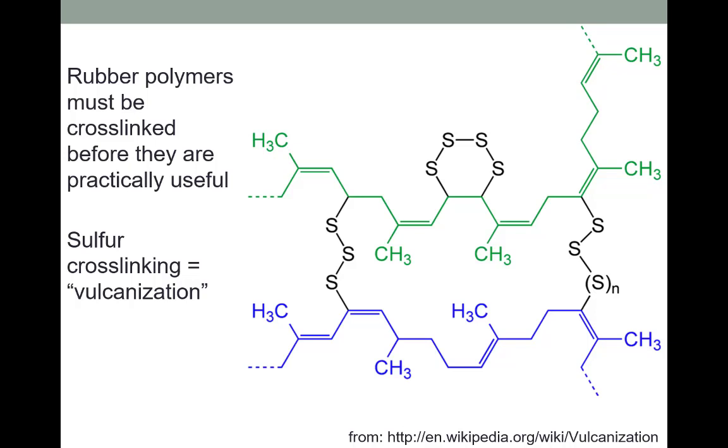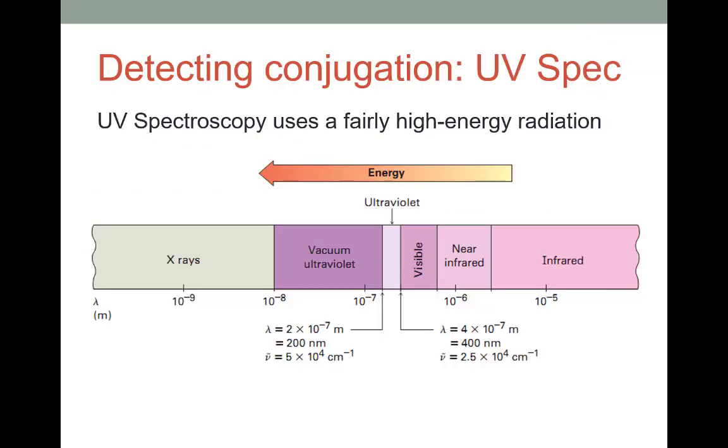How do we detect conjugation? Well, just quickly here at the end, we have the ability to use ultraviolet light. So we have already talked in other discussions about infrared spectroscopy, where we're using infrared spectrum to detect functional groups and their bending and stretching. UV spectroscopy, as the name suggests, uses ultraviolet light. So we're in the 200 to 400 nanometer range over here.